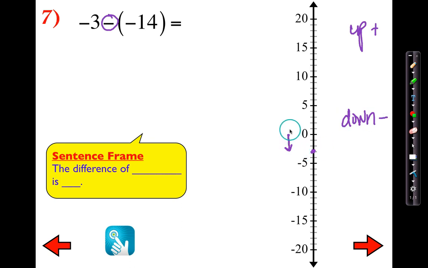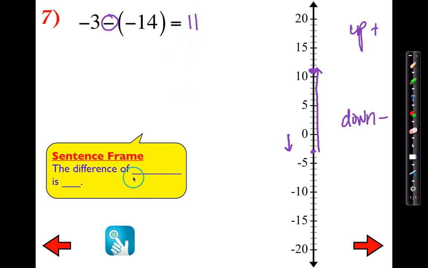Okay, so in this case, we're supposed to go down, but this negative 14 means, okay, now we're switching direction. Instead of going down, we're going to go up. So from here, we're going to go up 14. So I'm going to do it a little bit closer to the number line so I can see a little bit better. We're going to go 1, 2, 3, 4, 5, 6, 7, 8, 9, 10, 11, 12, 13, 14. Hopefully I stopped at the right number. And that should leave me with a positive 11.